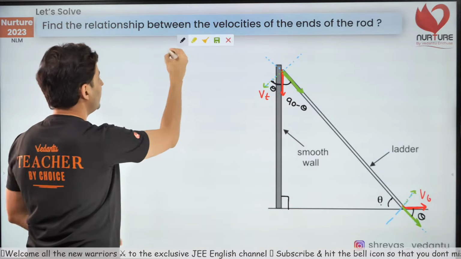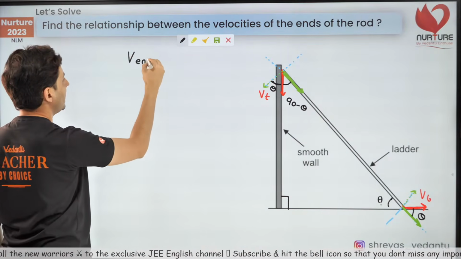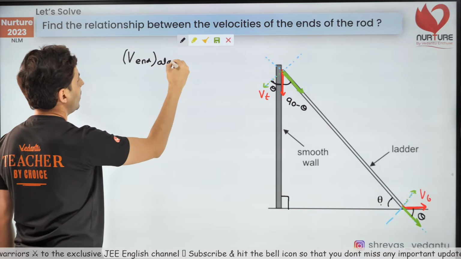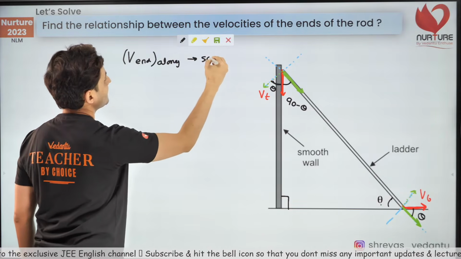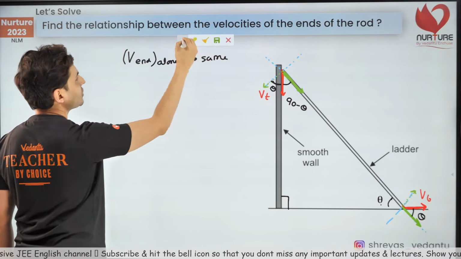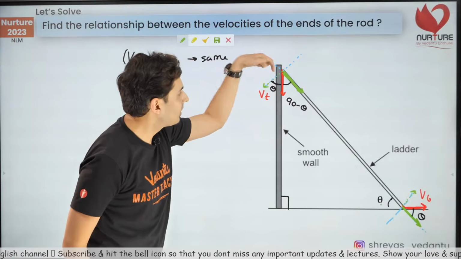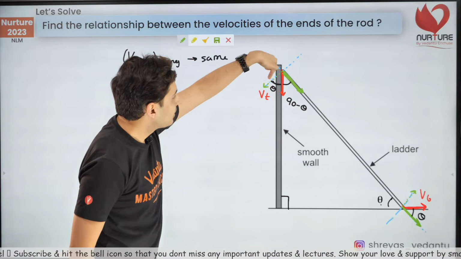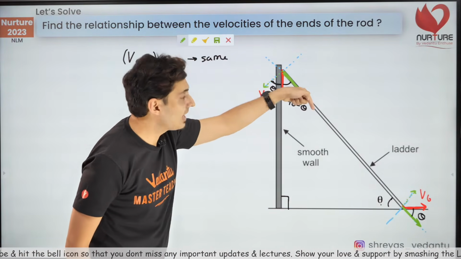Now, we all know the velocity at the ends along the rod should be same. Keep this in mind. So what are the velocities along the rod? Vt is cos, Vt is sine component.